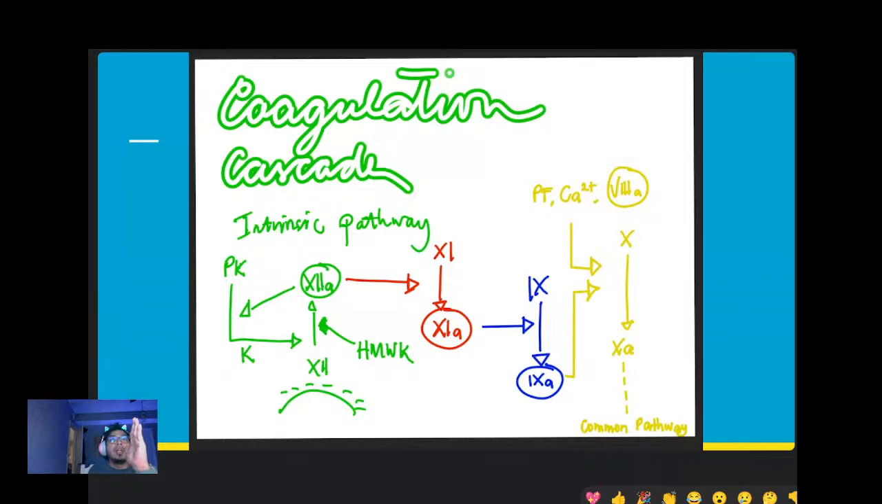Dito tayo sa blue, mag-stop ng konti. Hold on lang. Alam natin na i-activate niya ang factor 10. Pero before that happens, that needs to react with platelet factors and calcium, which is also known as factor 4, and activated factor 8. Okay? Those four things will help in the conversion of factor 10 to the activated factor 10 version. Okay? And that starts the common pathway.